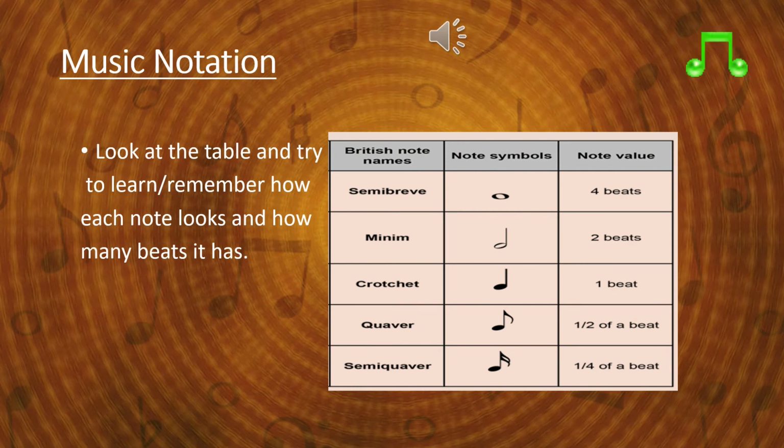Look at the table and try to learn and remember how each note looks and how many beats it has. So there's a number of different notes that we use in music. One of the longest ones is called a semibreve, which looks like a circle with no stem, and it is hollow, so it's not filled in, and this is worth 4 beats. You then have a minim, which is similar to a semibreve, however it has a stem on it, and this is worth 2 beats. A crotchet, similar to a minim with a stem, but it's filled in, equals 1 beat.